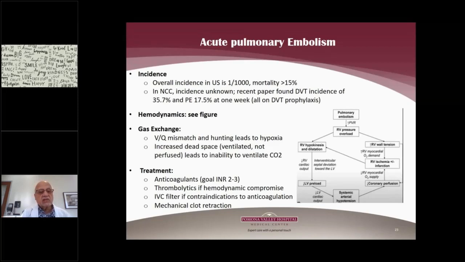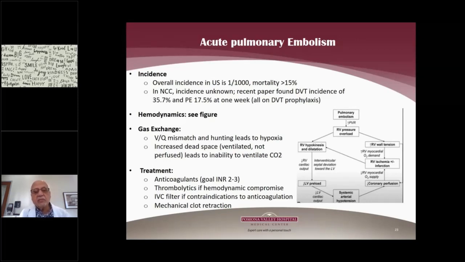The usual treatment is anticoagulants. Thrombolytics, unfortunately, are not used in most of these cases, unless the patient has had an ischemic stroke and has already received a thrombolysis and has simultaneously had a PE. So in that case, it's different. IVC filters are used if there is a contraindication for anticoagulation.